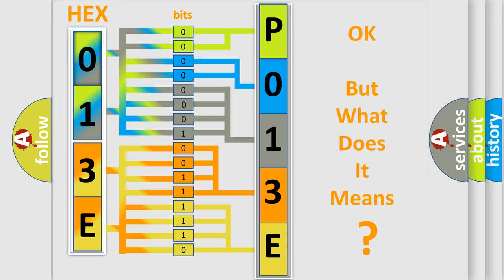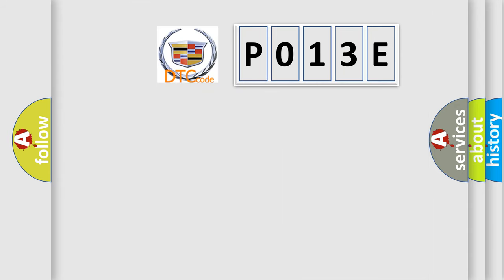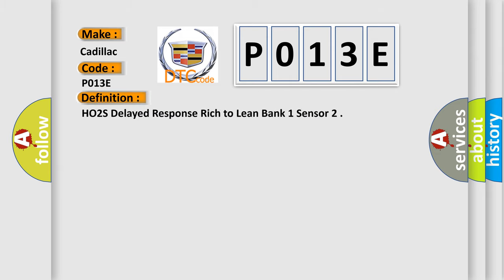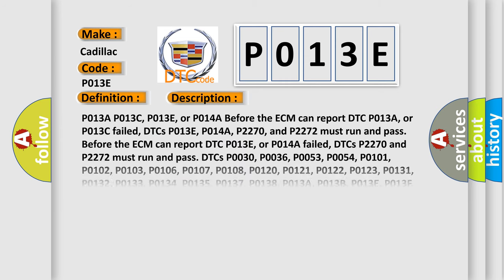The number itself does not make sense to us if we cannot assign information to what it actually expresses. So, what does the diagnostic trouble code P013E interpret specifically for Cadillac? The basic definition is HO2S delayed response rich to lean bank 1 sensor. And now this is a short description of this DTC code.